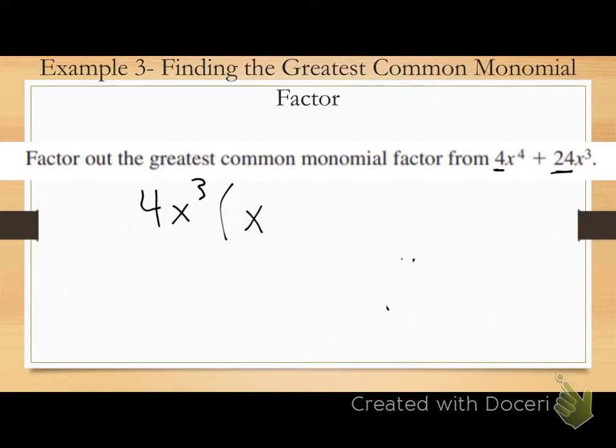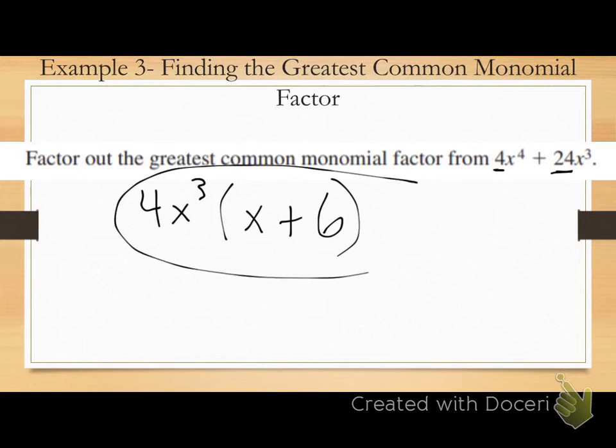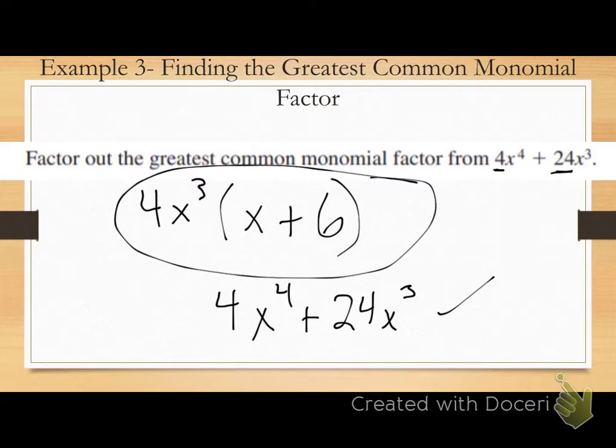Any questions with that? No. Now I'm asking myself, 4x to the third times what would give me 24x to the third? 6. Here would be my answer. Does everyone see that? You're thinking about distributive property in your head. And I can always check my work. If I want to check to see if this is correct, I can multiply this through, distribute it through, and I should get back to the original answer. So that'd be 4x to the fourth plus 24x to the third. So I know it checks out.